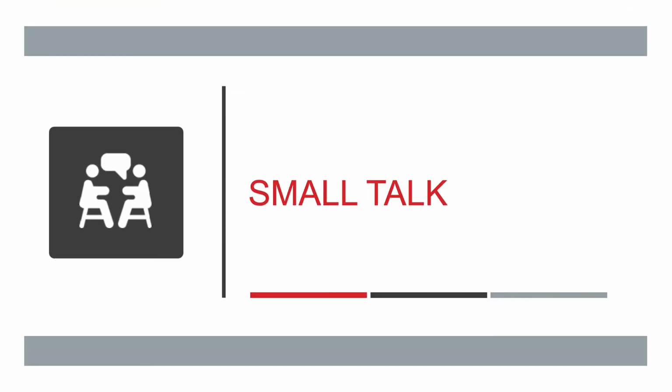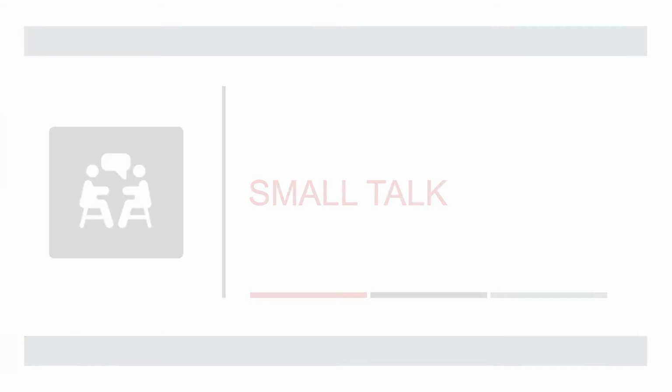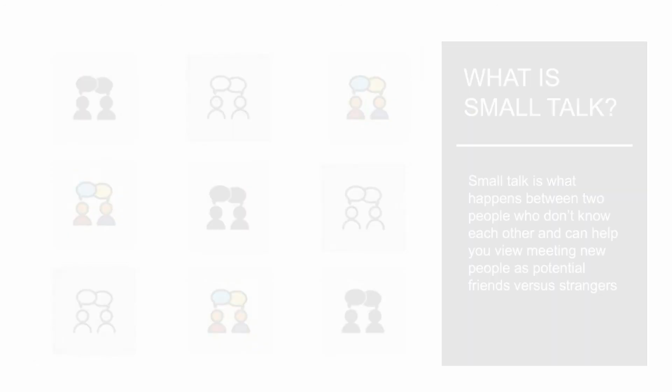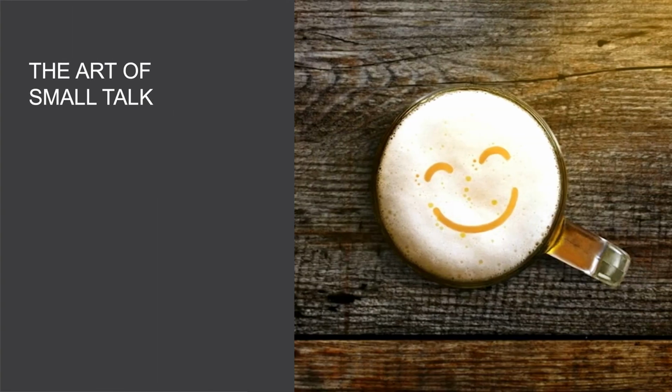Now that we've reviewed the importance of networking, the various methods, and the steps to building your network, let's discuss how you can effectively connect with someone using small talk. Small talk is what happens when 2 people who don't know each other meet, and it can help you view meeting new people as potential friends versus strangers. There is an art and science to small talk, and the best way to become good at small talk is to not talk small at all. Conversation is an acquired skill. If you have the determination and proper information, it can be learned.